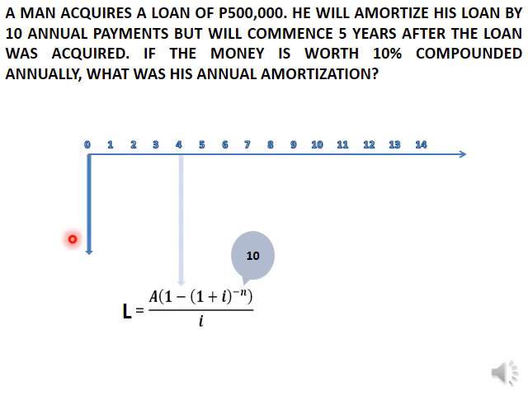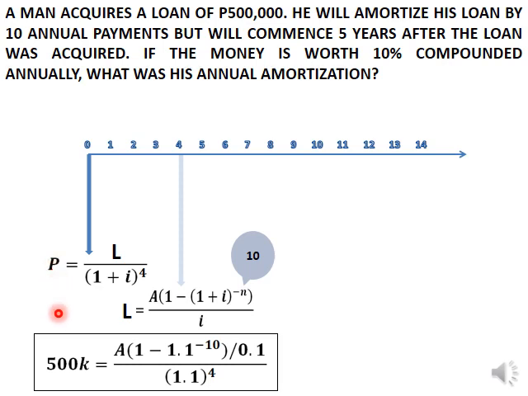zero by dividing it by, according to this formula, if we have a future amount, any future amount, and want to project it to the present, we simply divide it by this factor. This is 4 years from year zero, but our amount here is this amount L. So we can now compute for the value of P. Substituting everything here, we have 500K, which is the present worth, equal to our L, which is equal to this quantity divided by this quantity. Then computing will get the value of A.